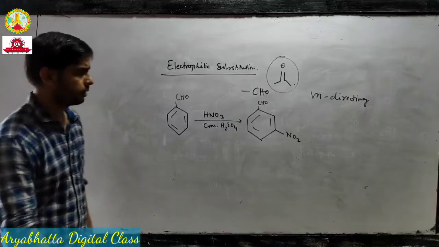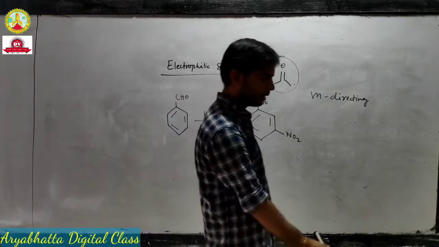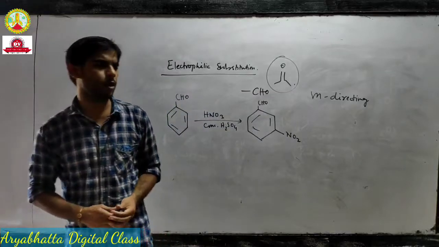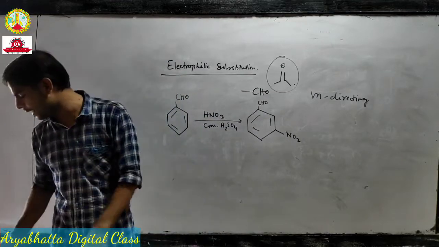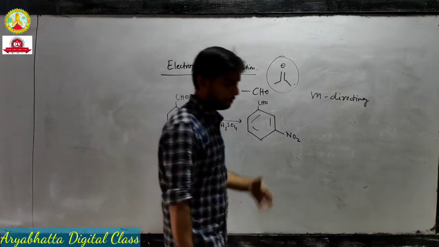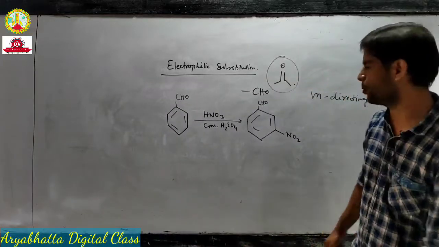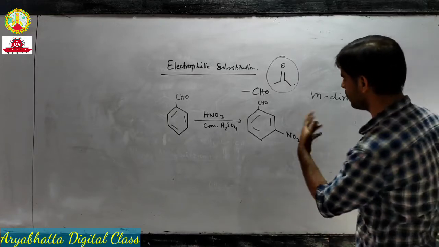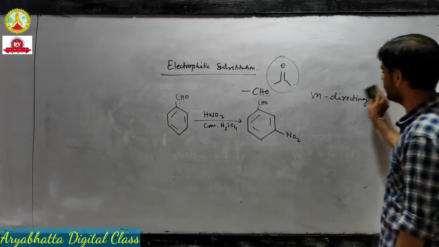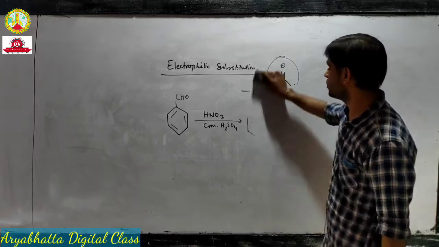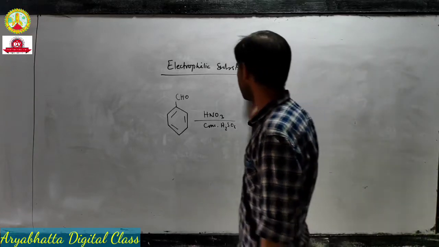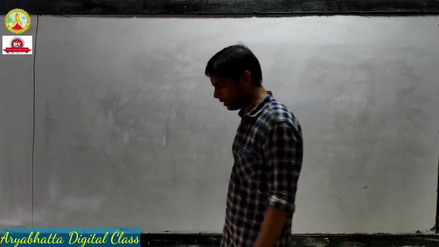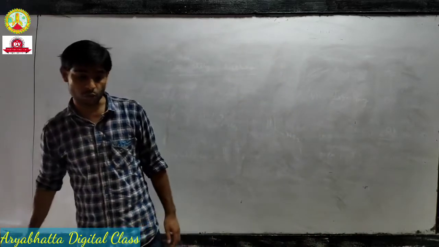And there is only one product. In ortho-para-directing electrophilic substitution, we have seen that there is always a mixture of products. One is ortho, one is para, and the para isomer is always the major product because of symmetry. But here we don't have to make a choice. There will be only one product, the meta product, because aldehydes and ketones are meta-directing in nature. Now this is all that we have from aldehydes and ketones.